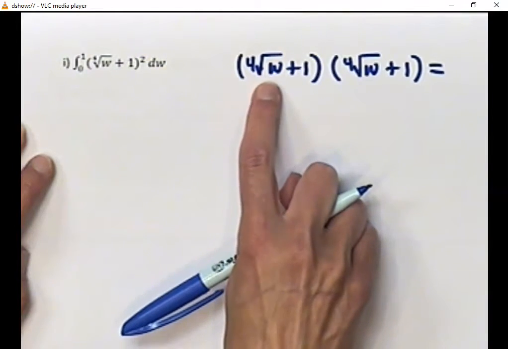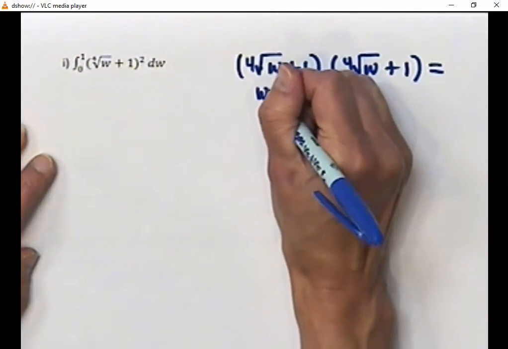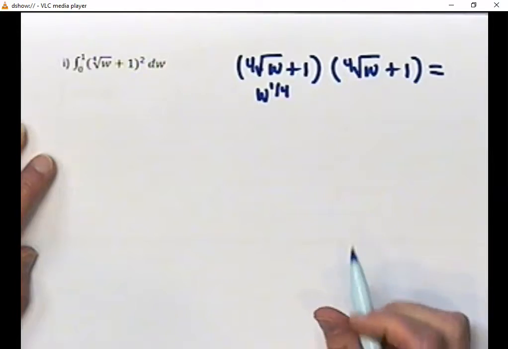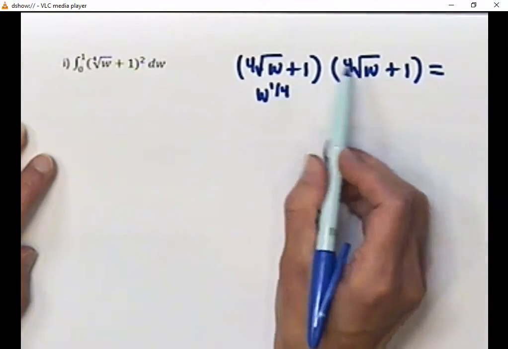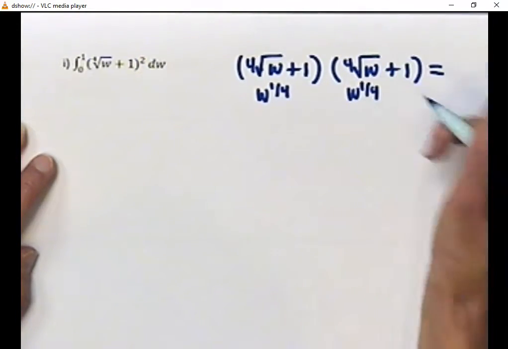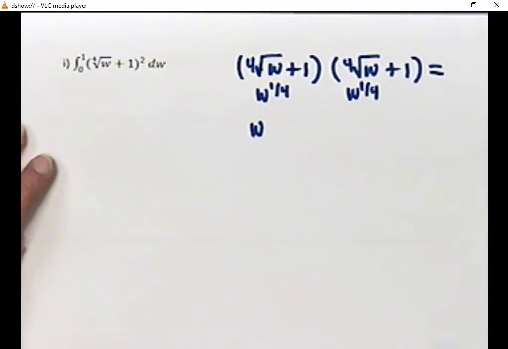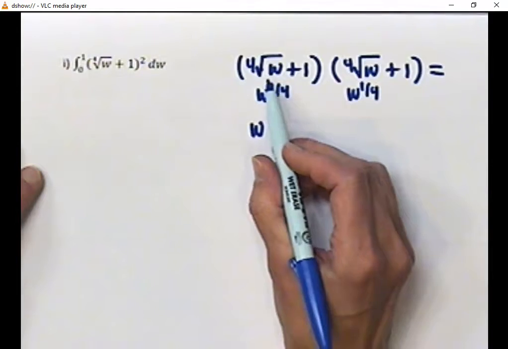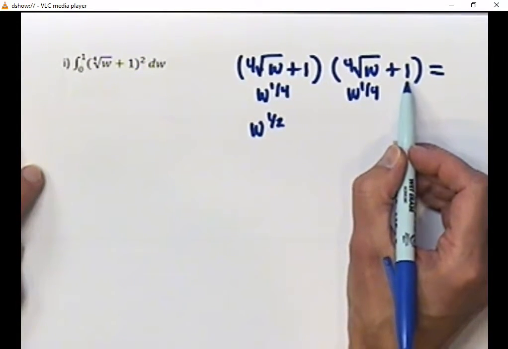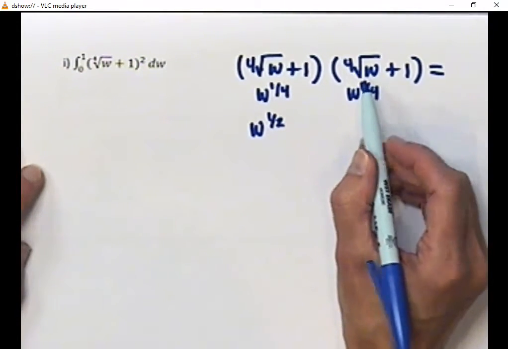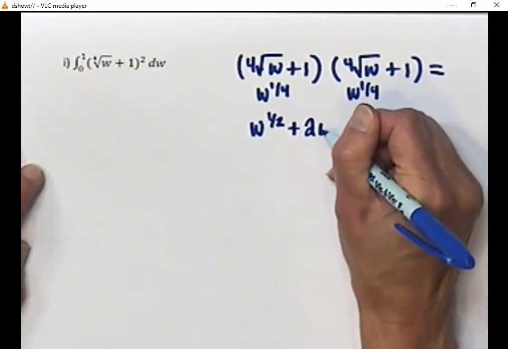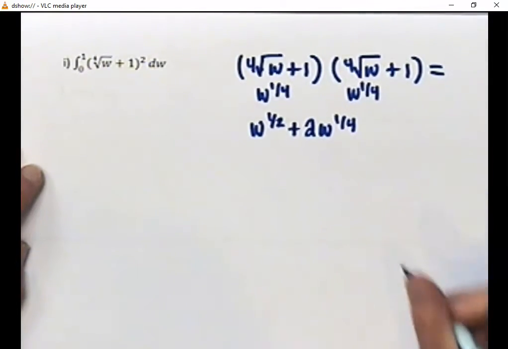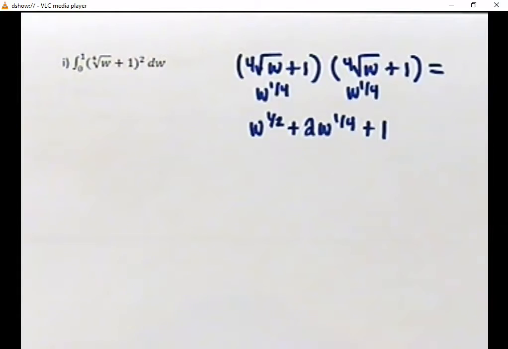What's the 4th root of w? It's like w to the 1/4, right? So if we FOIL that out, what do we get? W to the 1/4 times w to the 1/4 is w to the 1/2. Good. Add 1/4 and 1/4 is 2/4. On the outside, you'll have 1 w to the 1/4 and another one. So if you add the middle two terms together, you get 2 w to the 1/4. And then 1 times 1 is 1. So we just added the middle terms together.